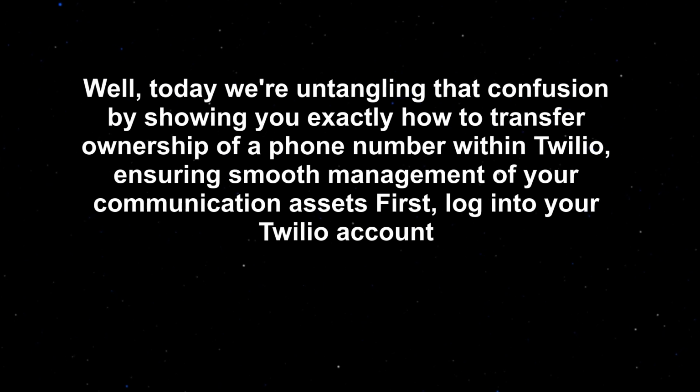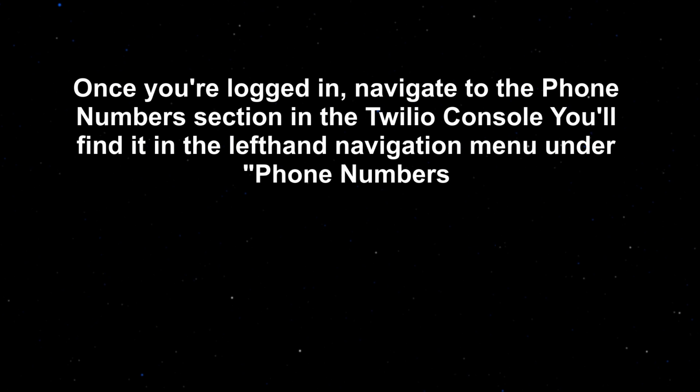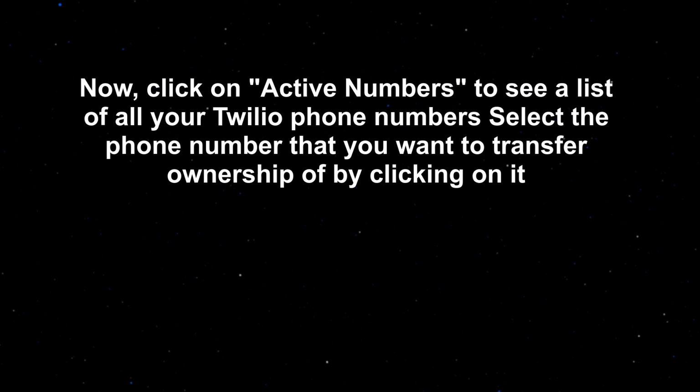First, log into your Twilio account. Once you're logged in, navigate to the phone number section. In the Twilio console, you'll find it in the left-hand navigation menu under phone numbers. Now, click on Active Numbers to see a list of all your Twilio phone numbers.